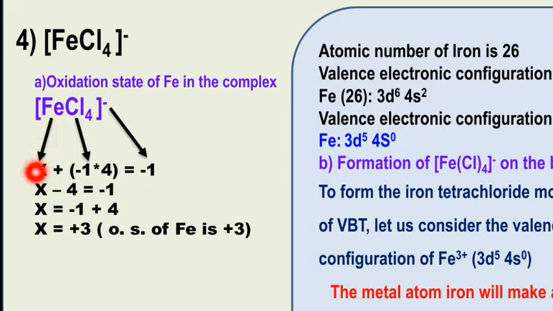For Fe we assume the oxidation state is x. For chlorine there is a -1 charge, so 4 chloro ligands give -1 into 4. So x minus 4 is equal to -1, so x is equal to -1 plus 4. By shifting the -4 to the RHS, it becomes a positive quantity, and by doing the algebraic sum, x is equal to +3. So the oxidation state of Fe is +3 in this complex.